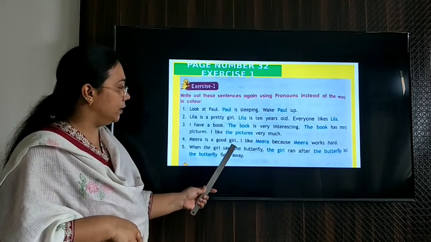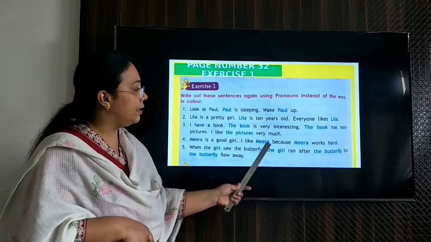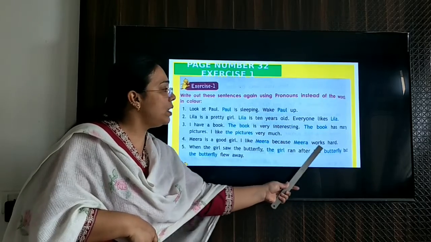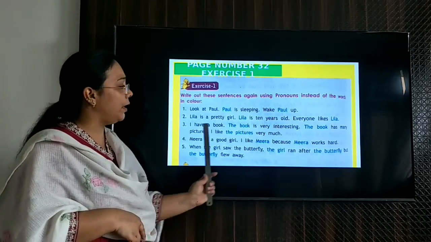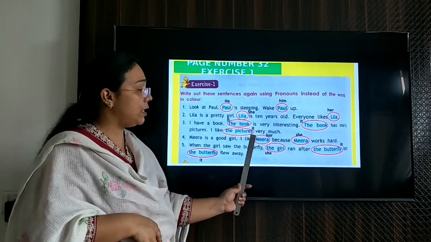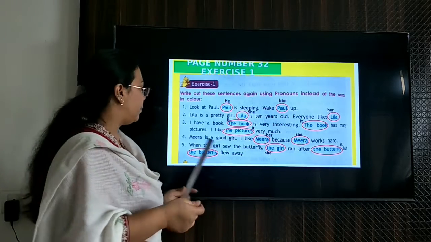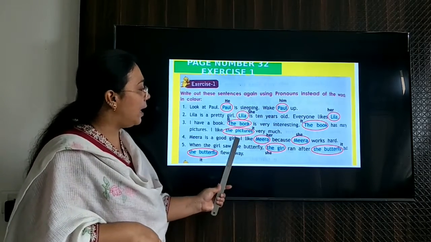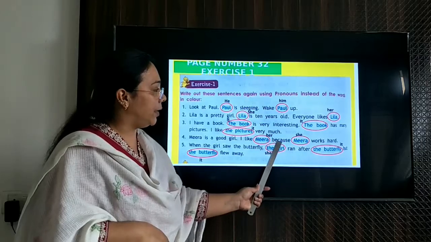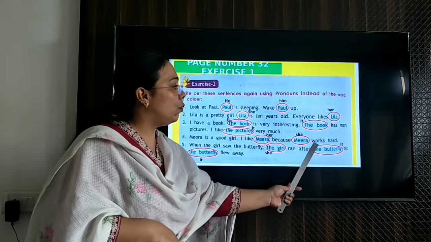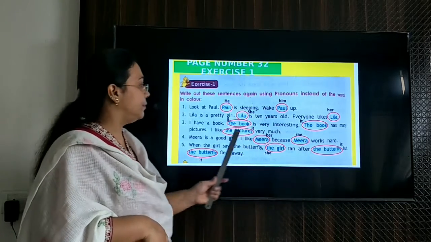Meera is a good girl. I like Meera because Meera works hard. Here we are talking about Meera. Again, we have used the noun Meera. Instead of that, we have to use a pronoun. Meera is a good girl. I like her because she works hard.